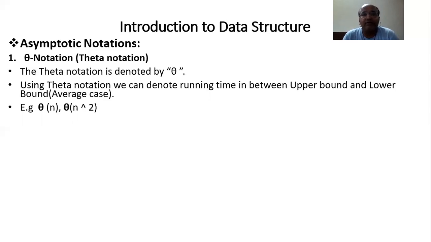Correct? This is just for your understanding. Theta belongs to the average case, Big O belongs to the upper bound, which means the worst case, and Omega, in which it will take a minimum amount of time, belongs to the best case. So when you represent a time complexity using Theta notation, it belongs to the average case. In that case, it denotes the running time in between the upper bound and the lower bound. Correct?